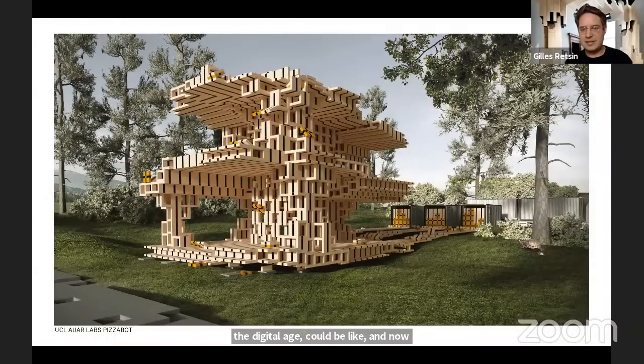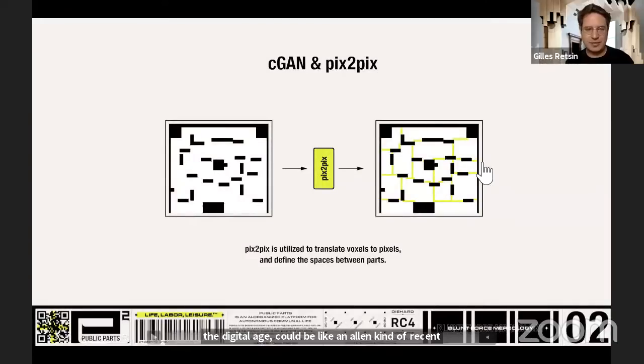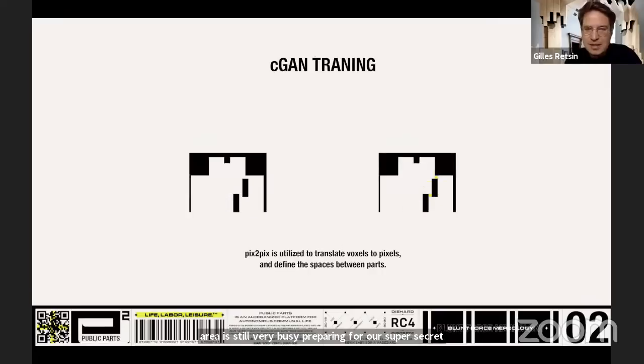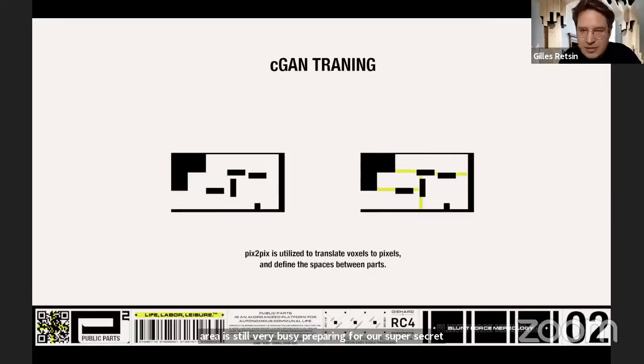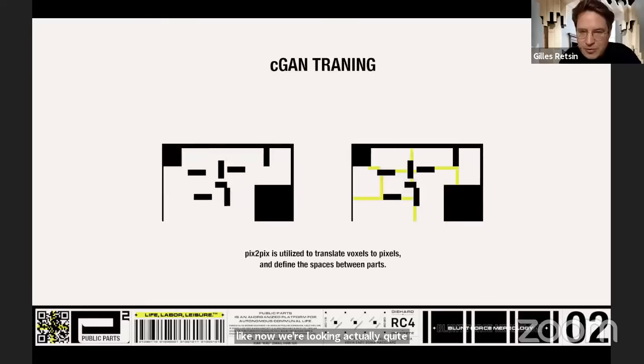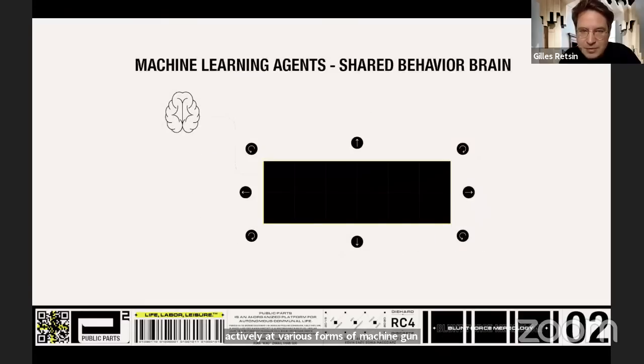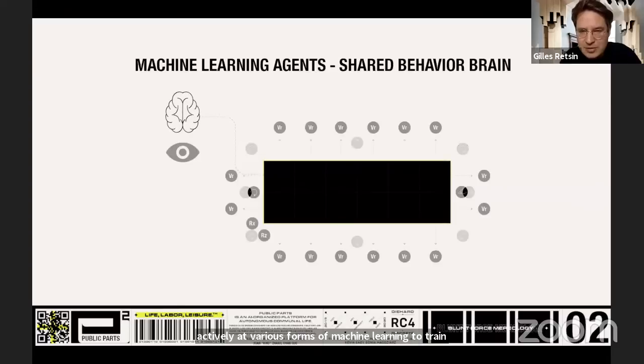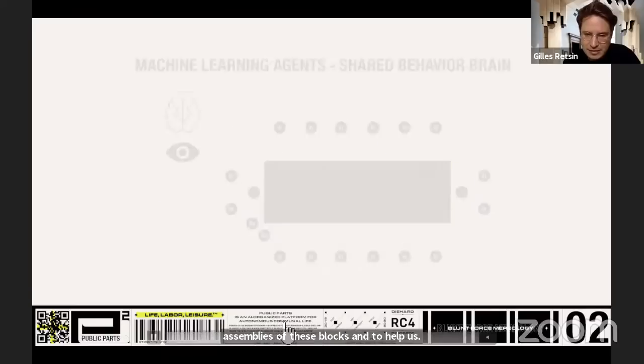And now in recent efforts, I didn't bring any student work from this year. We are still very busy preparing for our super crits at the Bartlett in 2 weeks from now. But again, now we're looking quite actively at various forms of machine learning to train assemblies of these blocks and to help us evaluate and generate various designs.